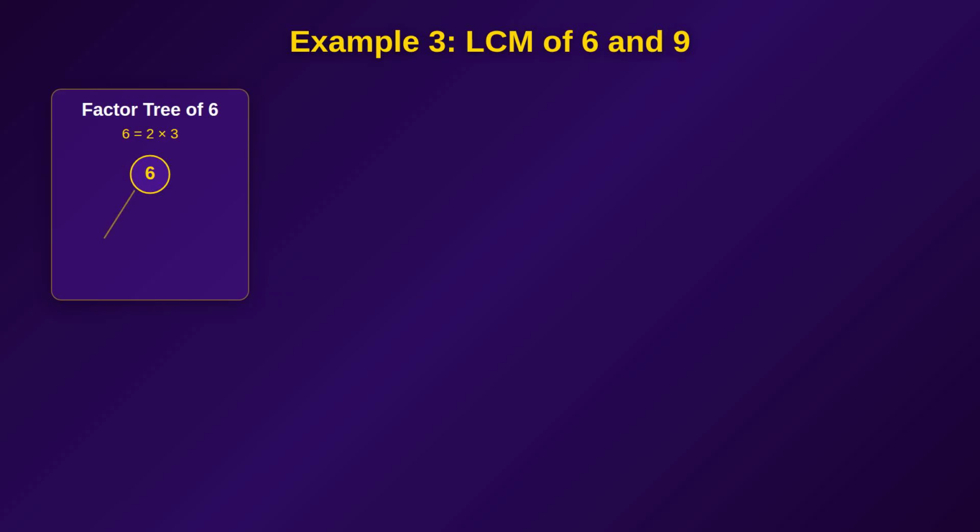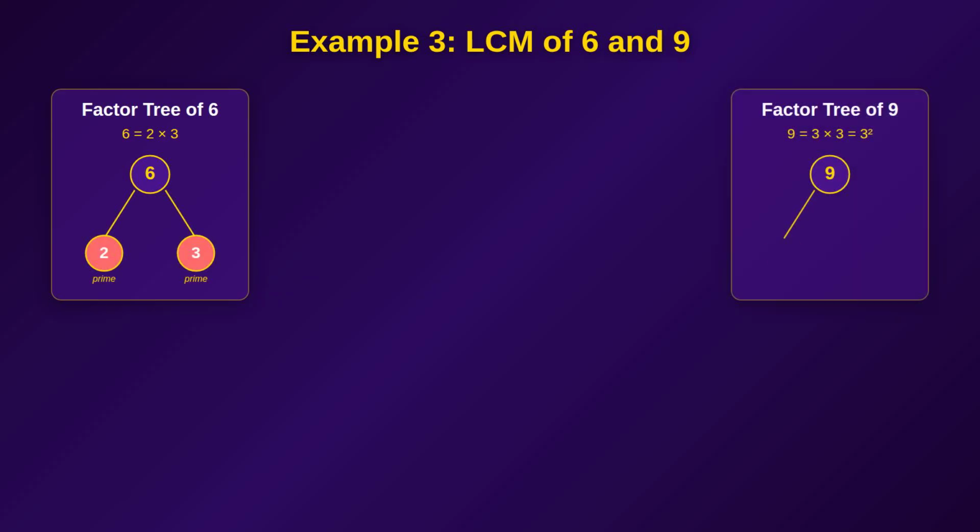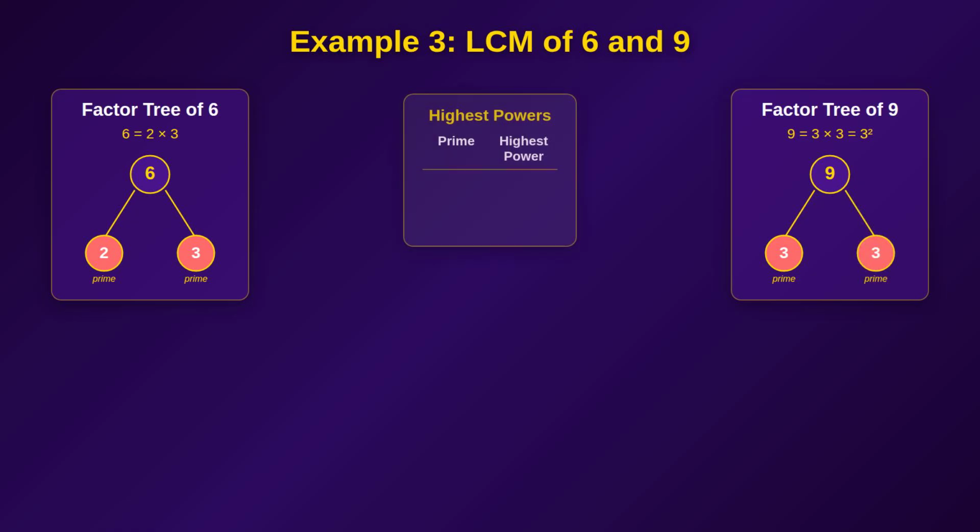Let's level up, finding the LCM of 6 and 9 using prime factorization. First, break down 6. 6 equals 2 times 3. Now break down 9. 9 equals 3 times 3, which is 3 squared.